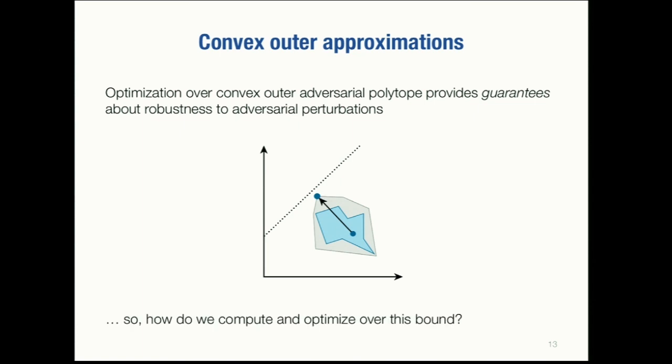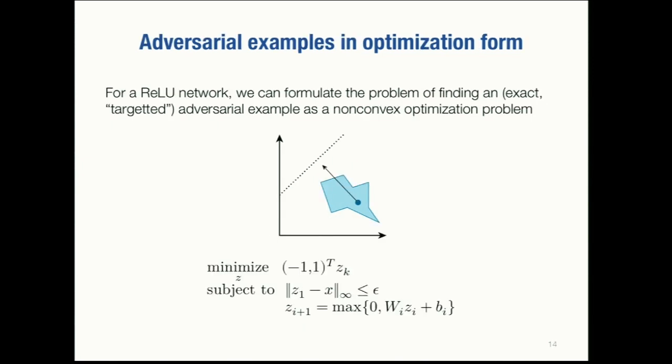So the question, of course, is, how do I compute and optimize over this bound? The starting point here is going to be an optimization formulation of this task of creating an adversarial example. So I'm going to write the problem of optimizing over this, for now the exact region here, as an optimization problem. I'm going to write it as minimize over Z. Z is all the hidden layers in my network. Z_k would be the last layer, and in this case, I guess the real class would be class 1, so I'm trying to be class 2. So I'm trying to basically go in as much this direction as I can.